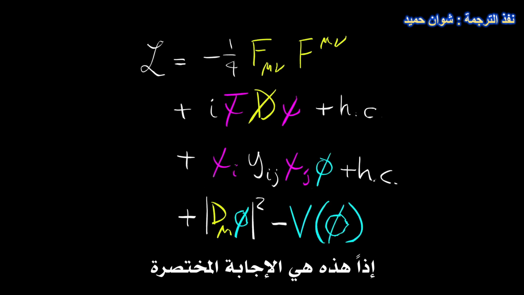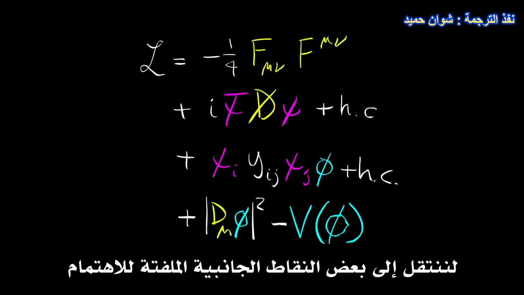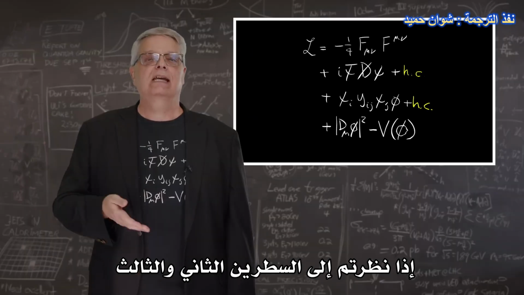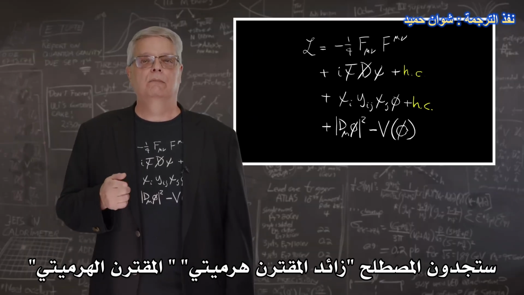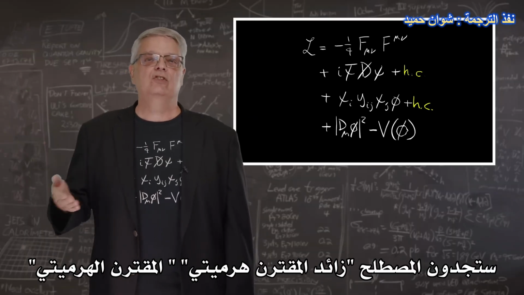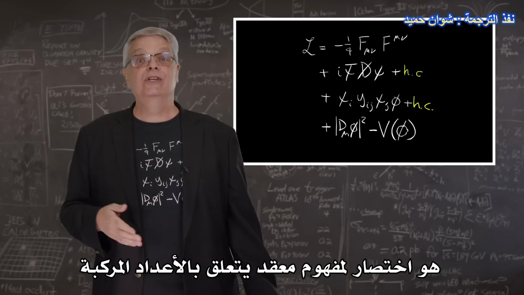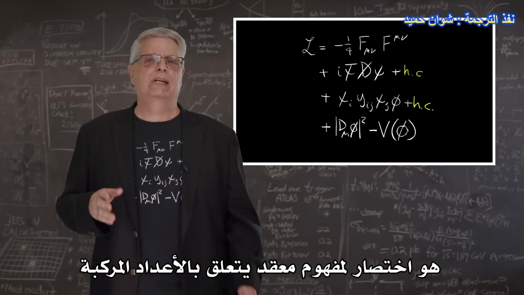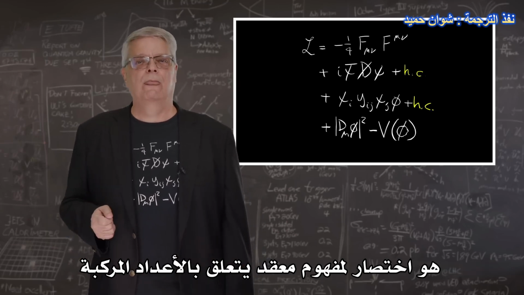So that's the short answer. Now for some interesting asides. If you look in the second and third line, there is the term plus HC. HC is shorthand for something called the Hermitian conjugate, which is a complicated feature of complex numbers.